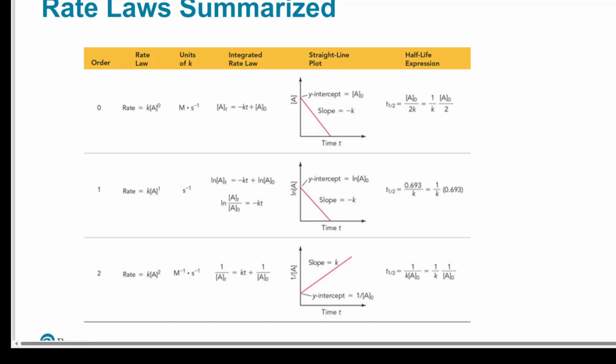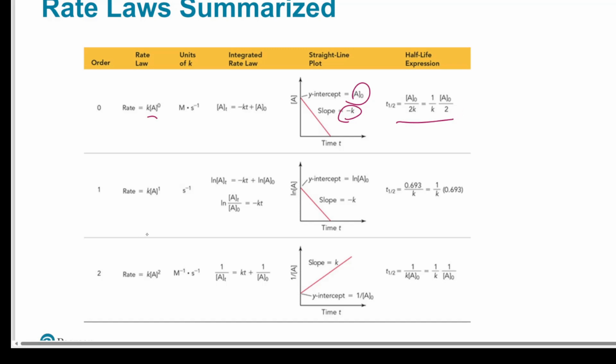Again, we'll summarize our rate laws. For a zero-order reaction, we have a rate law where the rate is equal to some k times A to the 0 power. Our units are molar times seconds to the minus 1. The integrated rate law would be A at time t is equal to negative kt plus A0, where the slope is equal to negative k and our y-intercept is A sub 0, or our initial concentration. The half-life for a zero-order reaction is t sub 1/2 equal to 1 over k times A0 over 2.